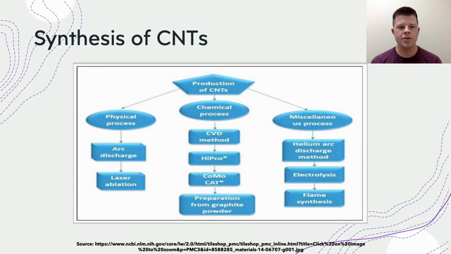So here's an image of the types of production for CNTs. You have three main groups. You have the physical processes, the chemical processes, and the miscellaneous processes. I will further dive into these methods and processes in the upcoming slides. But here's just a quick overview of the different methods used.